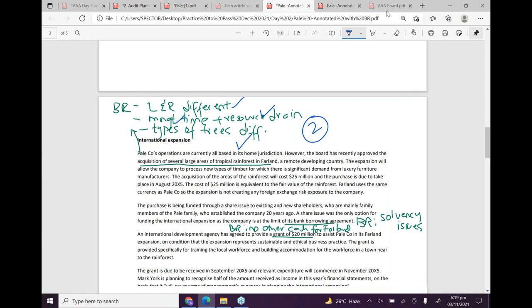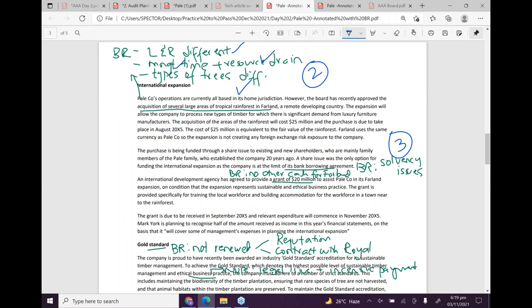With regards to the third point, remember it's at the limit of its bank borrowing. They are getting a grant which is going to be used for the farmland expansion, and some money is going to be used from the share issue as well. I could talk about the fact that because it's reached its bank borrowing limit, then this could potentially be causing solvency issues in the future. If the grant doesn't come through, if the share issue doesn't work properly, then this could lead to money issues for the farmland expansion as well.